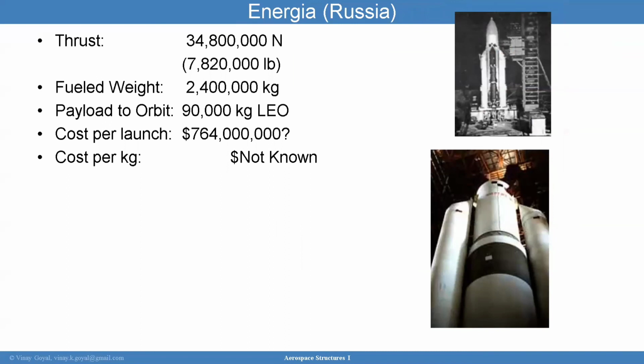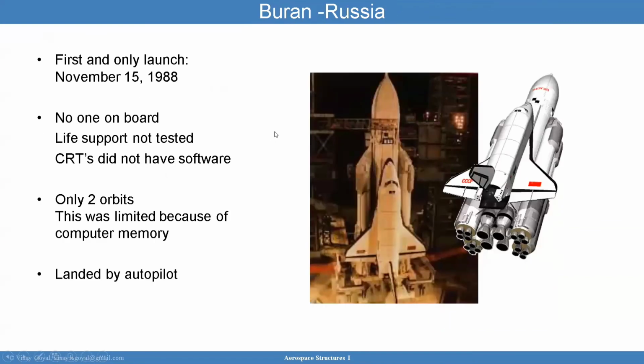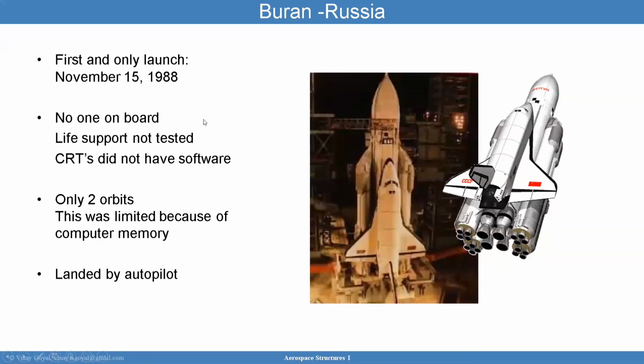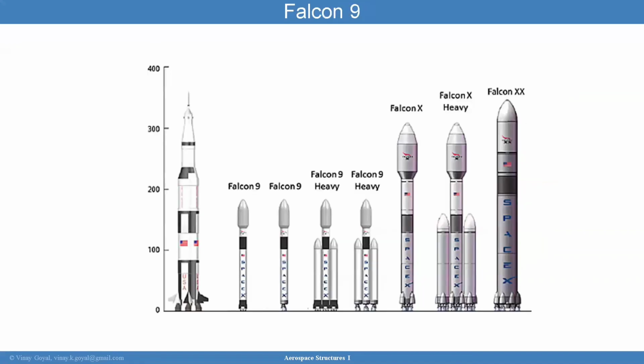The Energia rocket, again, close to billions, what people believe, a very expensive rocket. And the thrust to weight ratio not too far from the 10-to-1 again. The Buran Russian rocket looks exactly like the space shuttle. The only launch was November 15, 1988. The Falcon 9 rocket is shown here. You can see several evolutions of that.